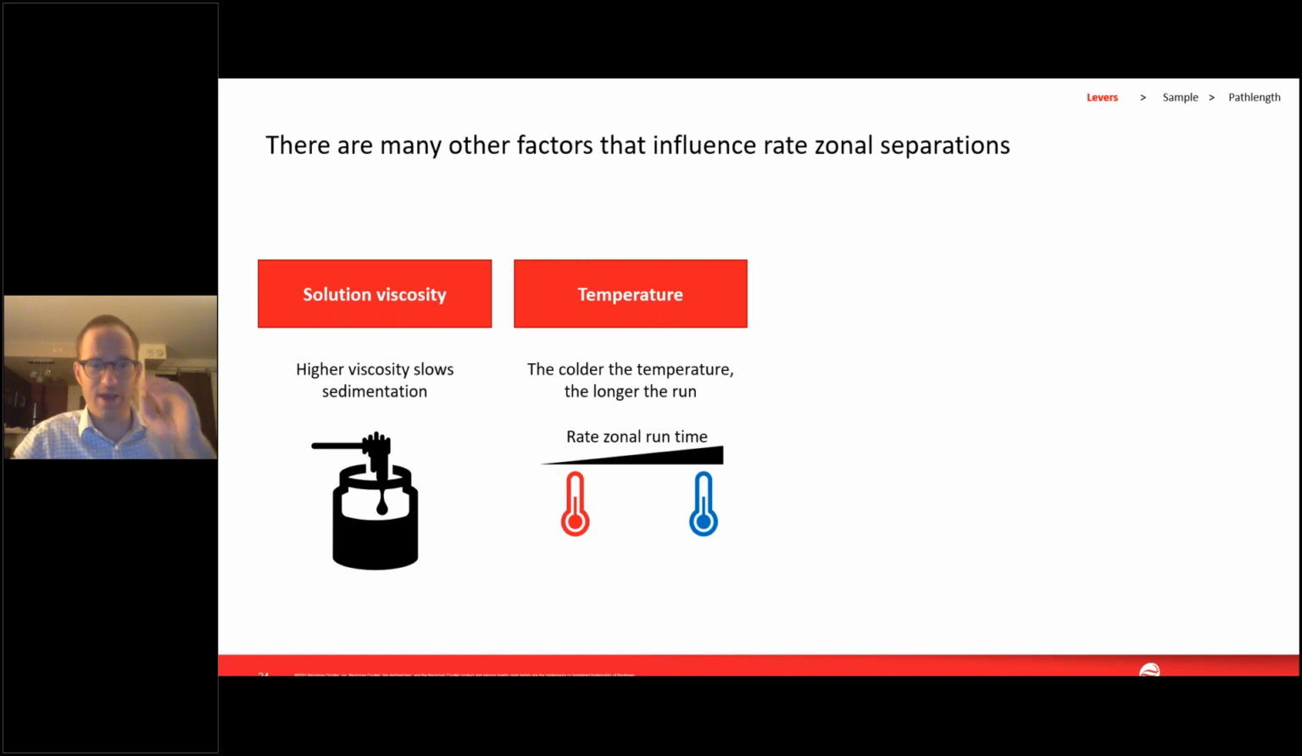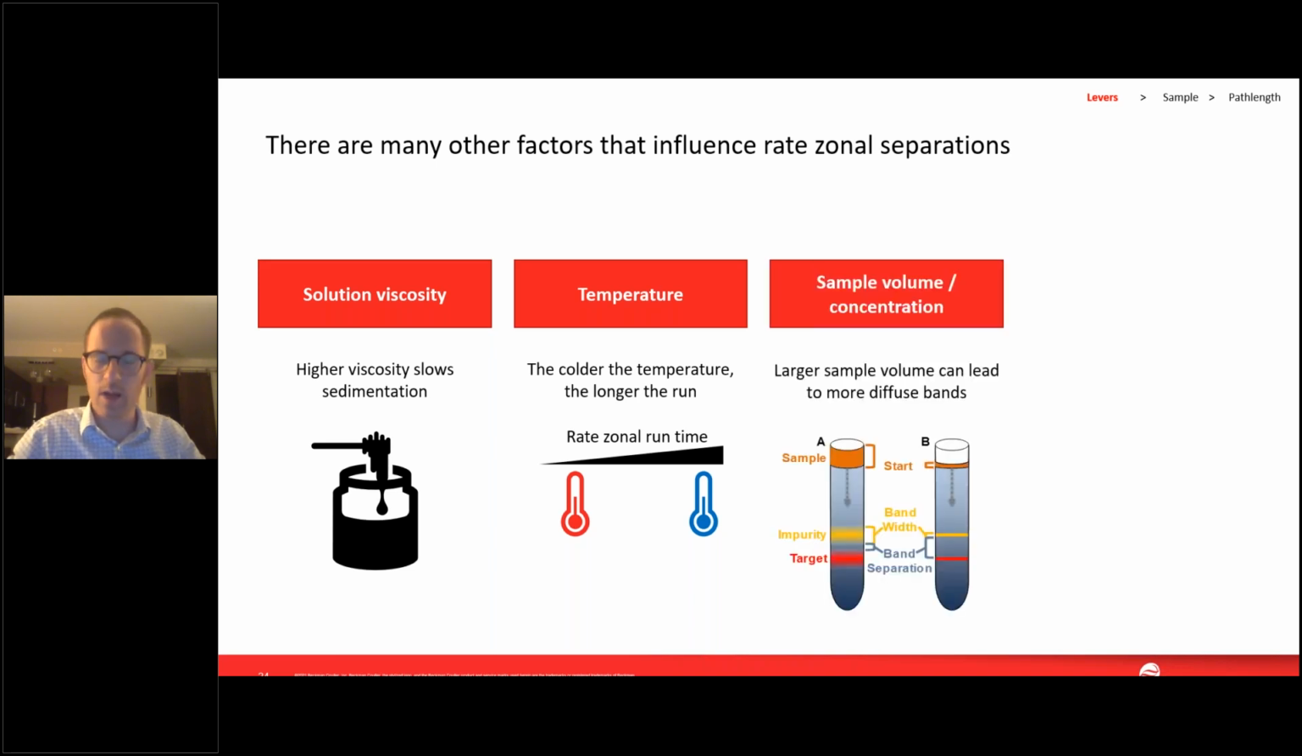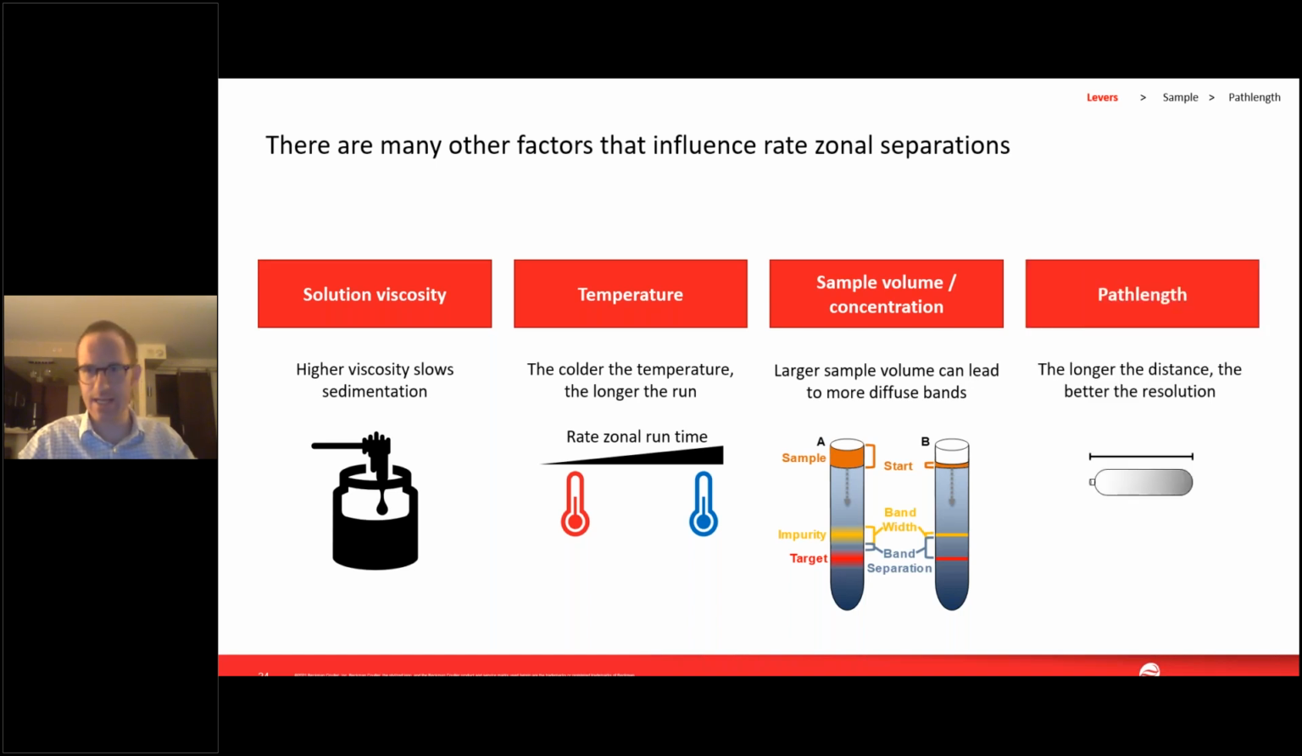Again, in that same vein, temperature has that same impact, right? The colder the temperature, the longer the run. And now we get to the 2 points that I'm going to spend more time on, right? Sample volume and concentration. Larger sample volume can lead to more diffuse bands. I'm going to talk about that on the next slide. And then path length. This is the opposite of everything I just said for the viruses, right? The longer the distance now, the better the resolution, and we'll talk about why that is.